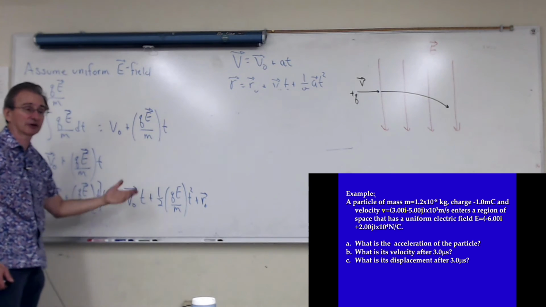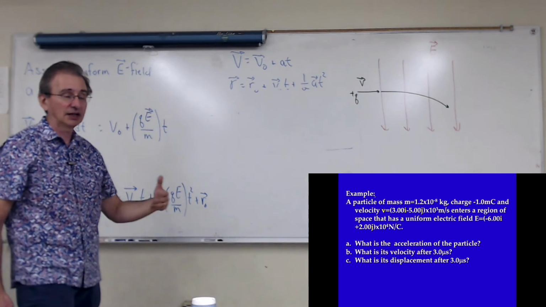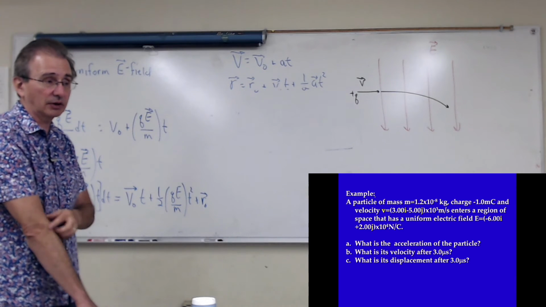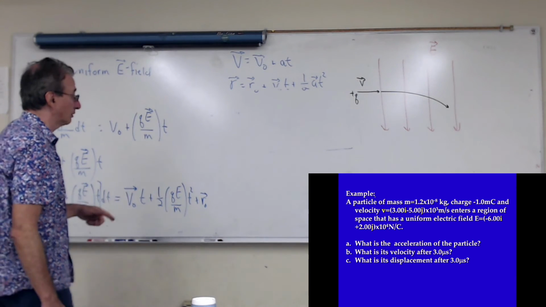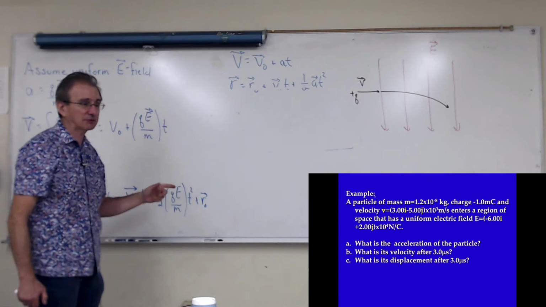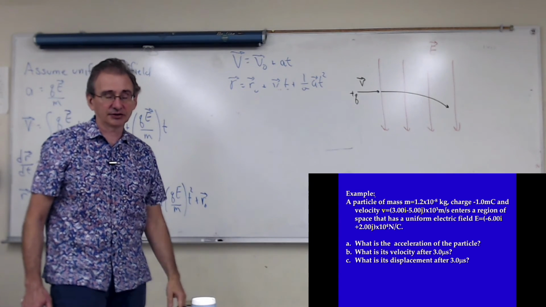Okay, so this is motion at constant acceleration. We're assuming the electric field is uniform and constant. Now, if the electric field is not uniform, then the problem would be harder. I agree with that. But if the electric field is uniform and constant, this is no different than an object that's dropped in space.